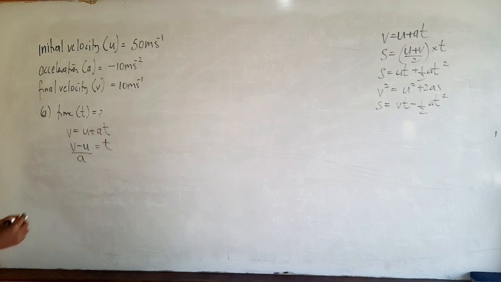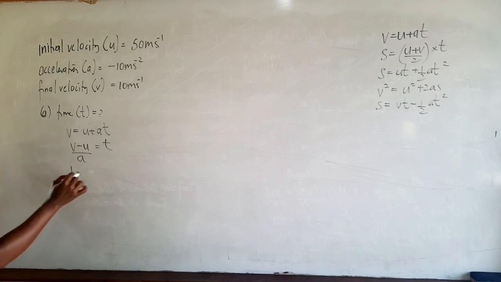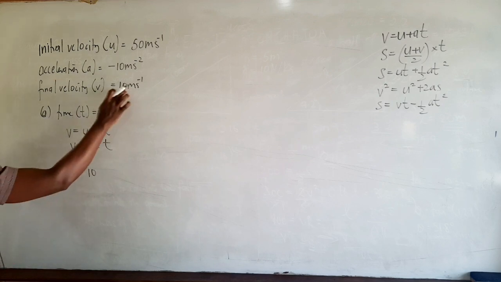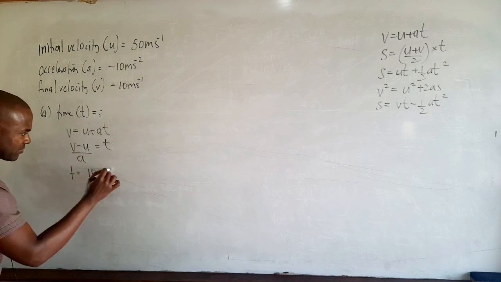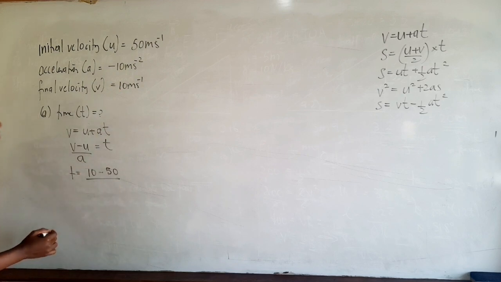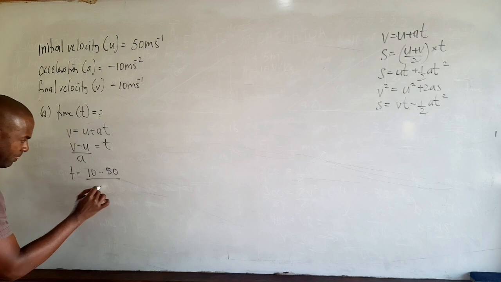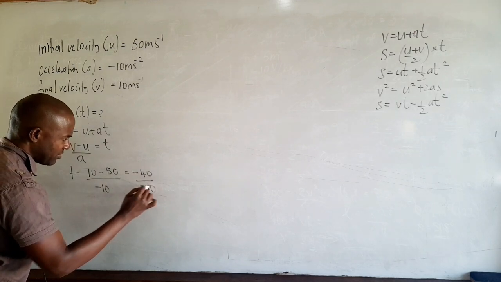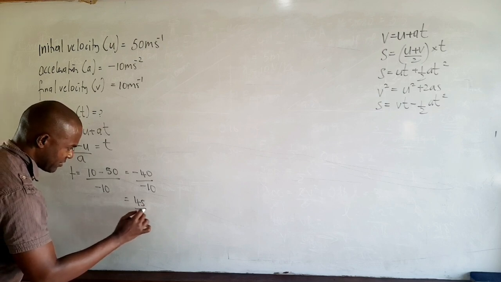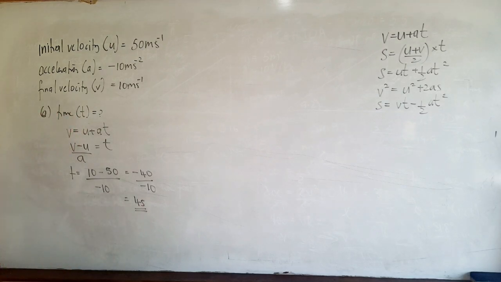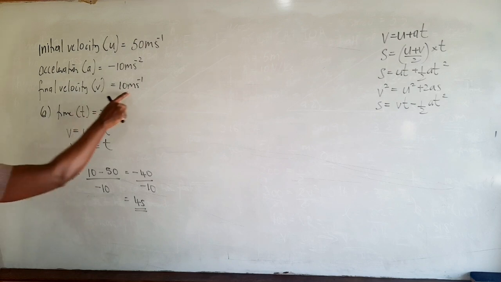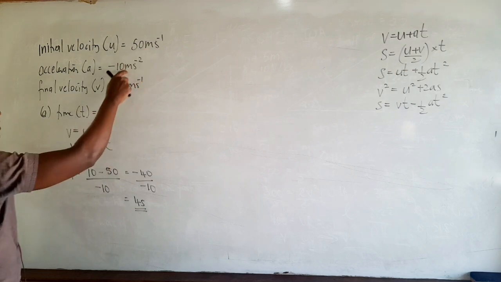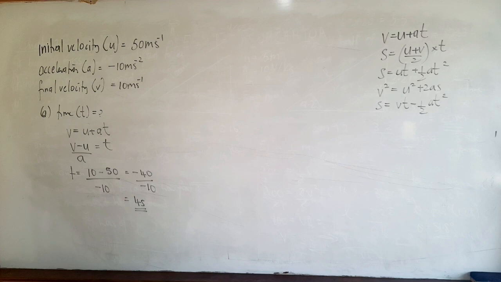And so therefore the time taken T is given as final velocity V 10 minus the initial velocity 50 divided by the acceleration A, which is minus 10. And so this gives us minus 40 divided by minus 10, which gives us 4 seconds. And so the time taken to decelerate to 10 meters per second from 50 meters per second at this rate is 4 seconds. So that's part A of the question.